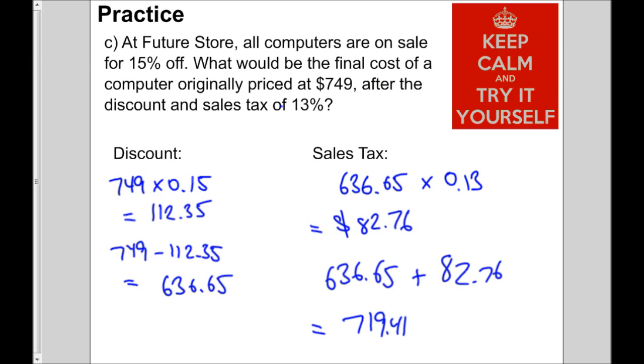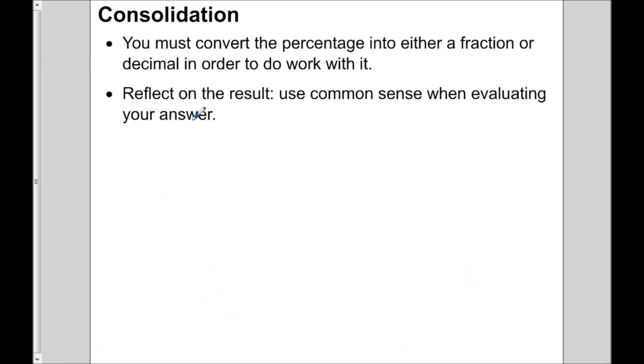All right. So you must convert the percentage into either a fraction or a decimal in order to work with it. Notice that we never multiply by the percentage itself in percentage form. Reflect on the result, and please use common sense when you're evaluating your answer. If you're getting 40% of 100, don't think it's supposed to be 4,000. So again, please make sure you use common sense and take a step back when you're finished answering the question.